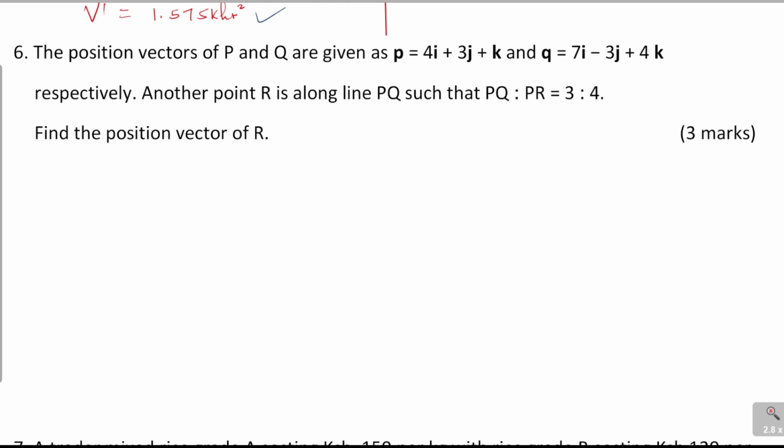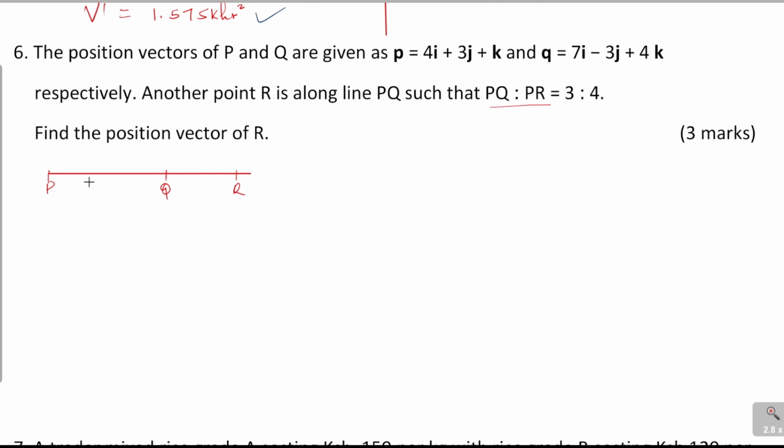Now I'll solve this question using the ratio theorem. First of all, let us look at the ratio that you're given here. I'll draw a straight line and indicate point P and Q. Then PQ to PR. When you look at that ratio, you'll notice that R divides line PQ externally. Looking at this ratio, PQ to PR is 3:4.